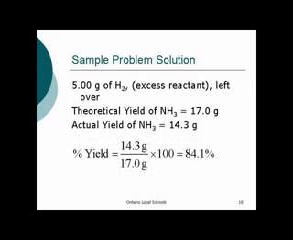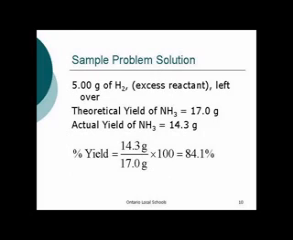Let's check your percent yield calculation. Remember, the formula for percent yield is we take the ratio of the actual yield divided by the theoretical yield times 100. Our actual yield of ammonia is 14.3 grams, so we put that on top. We divide it by the theoretical yield, which is 17.0 grams, and multiply that by 100, and we get a percent yield of 84.1%. So, how'd you do?